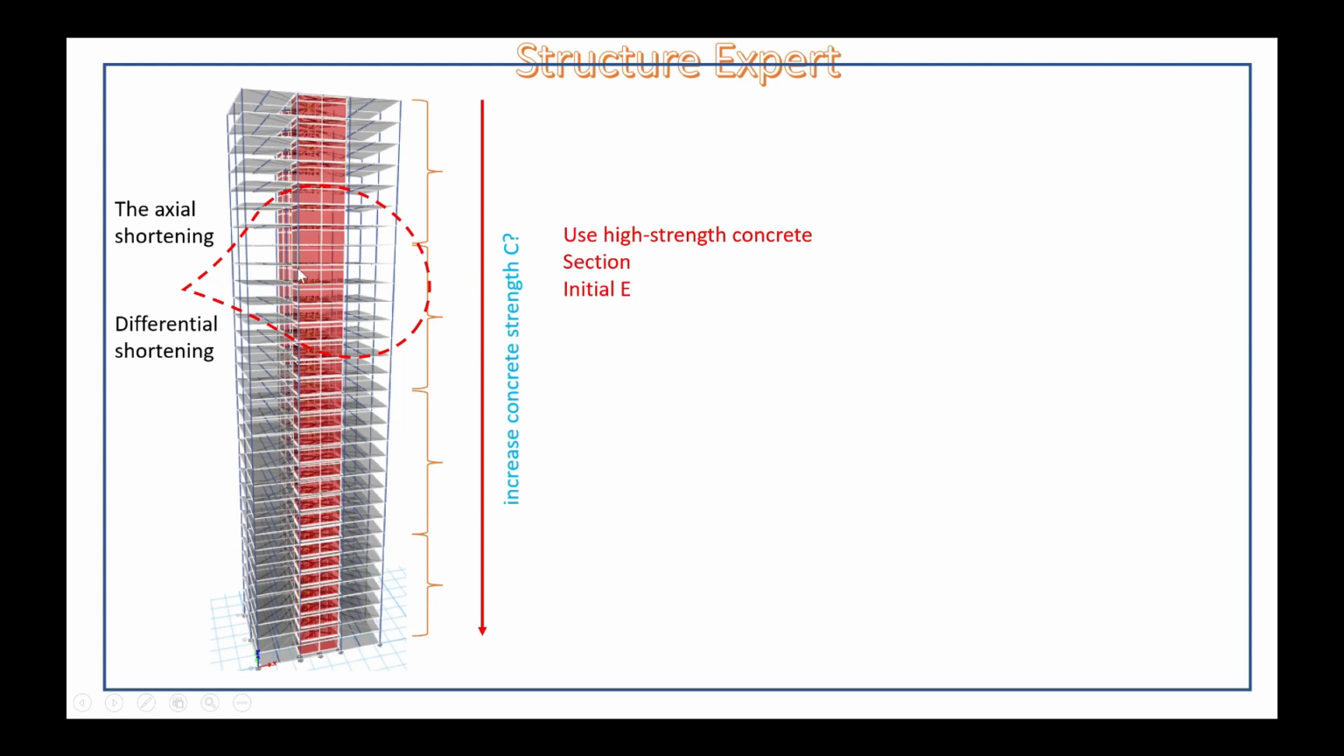Let's compare the differential between the column and the core wall. The initial modulus is also important. The initial Young's modulus of elasticity is impacted by the construction stage. So when you increase the concrete strength, E also increases. For a tall building, for long-term deflection, you can use E effective equal to 0.5 E gross.